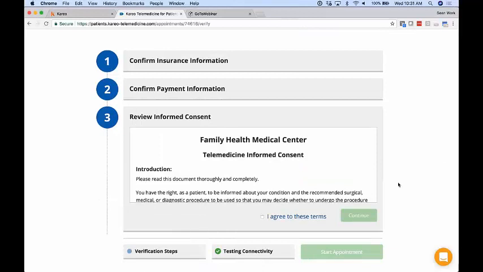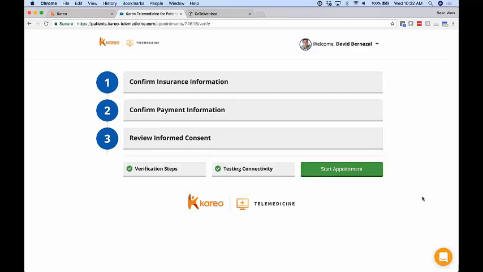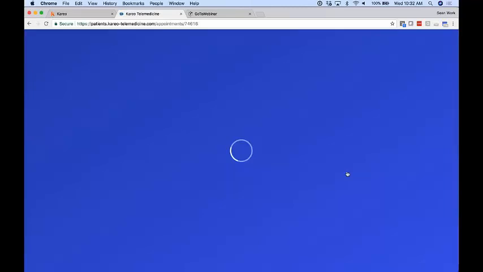And the final step is a telemedicine informed consent. Again, very similar to what the patient will sign in the office. They can scan through this and agree to the terms and continue. So now the patient's fully checked in and ready to be seen by their provider. So they'll click Start Appointment, which will place them in the virtual waiting room.